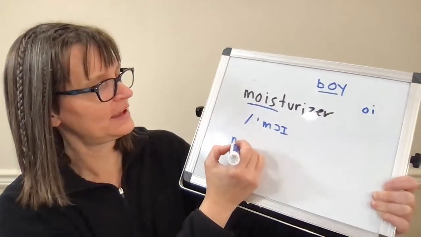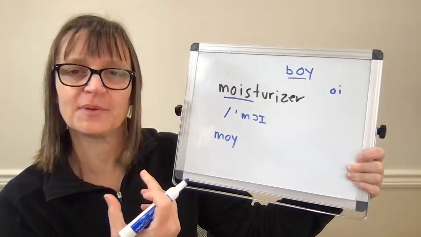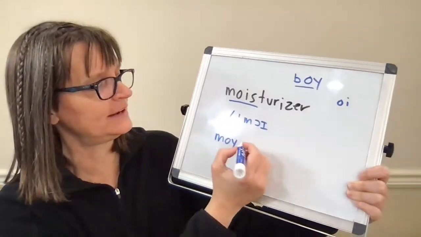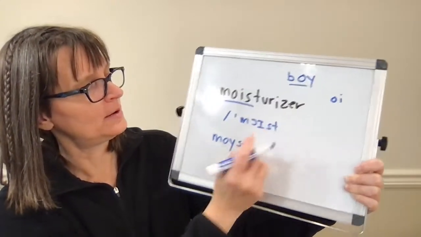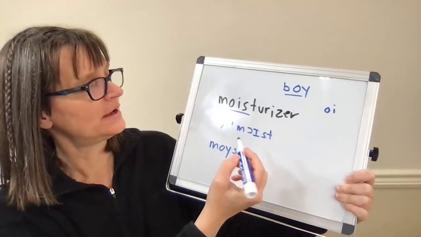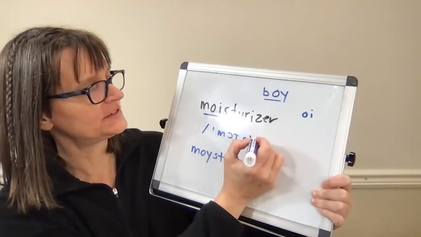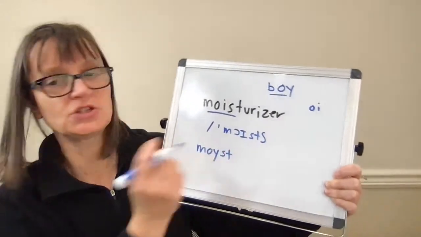So you can even think about as though you could just say moi, the first part, before you try to add in your S and your T sound. So moi, moist, moisturizer, moisture. We're going to have this T is actually more of a CH, so moisture.